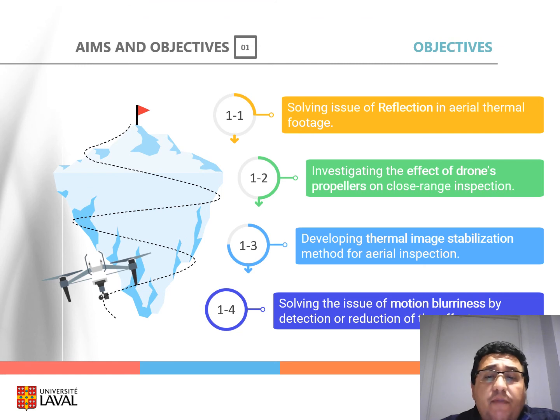For the first aim of this study, we have four main goals. First, we want to solve the issue of reflection in aerial thermal footage. Second, we want to investigate the effect of drones' propellers on close-range inspection. We also want to develop a thermal image stabilization method for aerial inspection. And finally, we want to solve the issue of motion blurriness by detection and reduction of this effect.